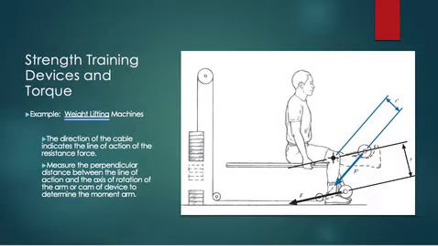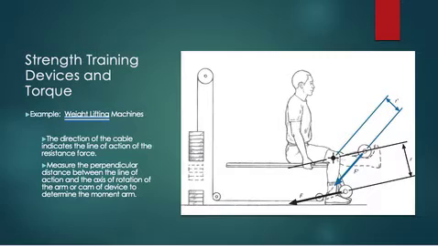We would then need to determine the moment arm by measuring the perpendicular distance between the line of action of force and the axis of rotation of the arm or cam of the device. Looking at the leg extension machine, the resistance force is provided by a stack of weights. This force is then transmitted to the arm of the machine via a cable attached to the middle of the arm.